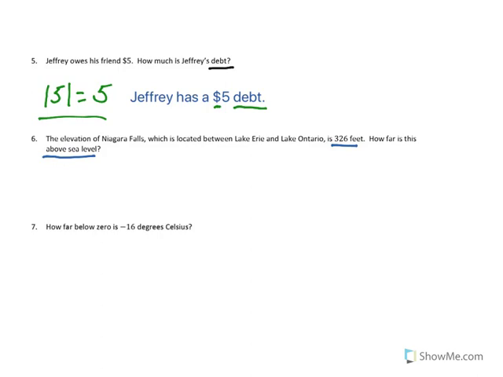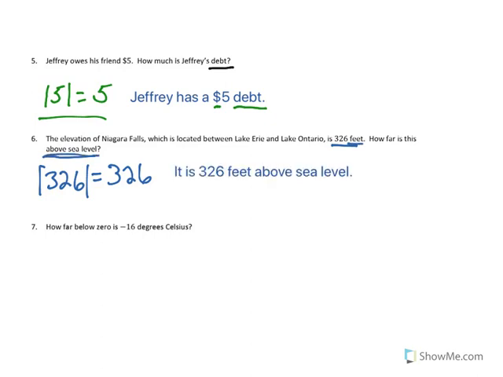So we're going to take our integer of 326. We're going to find the absolute value, and that's going to be just 326. It doesn't matter how big the number is. The absolute value is just that number without any sign. So to answer the question, how far is this above sea level? We're going to put the measurement of feet back in, and the words above sea level in. And we're going to say it is 326 feet above sea level. Hopefully at this point you're getting the hang of it, but let's keep going.